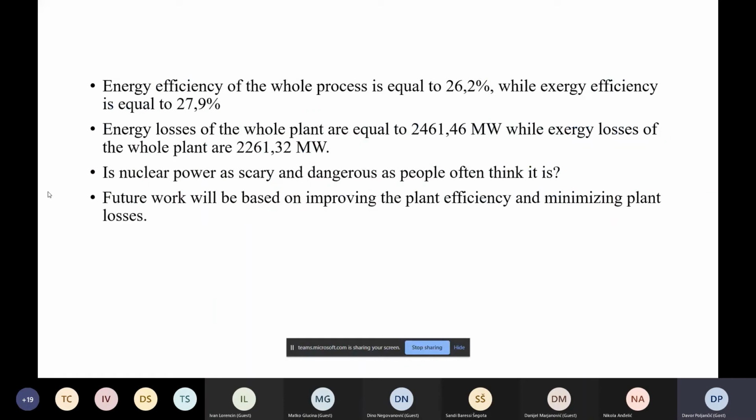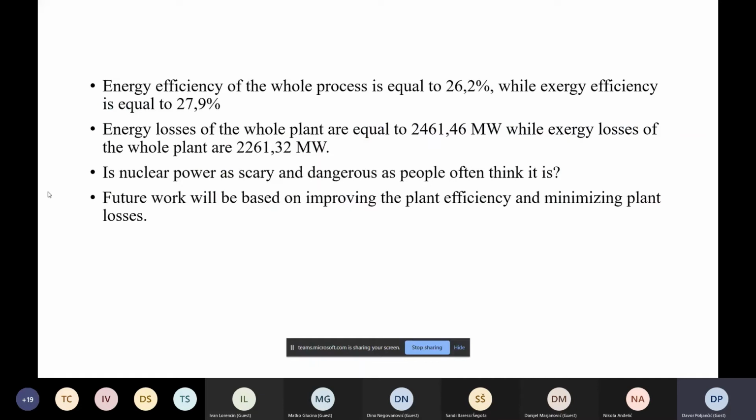Generated heat in the reactor is equal to 335.73 megawatts, while the cumulative power of the turbines is 874.27 megawatts. The overall formula for energy efficiency is equal to produced mechanical power over generated heat, which gives the energy efficiency of the whole process of 26.2%, while exergy efficiency is equal to 27.9%. The formula for exergy efficiency of the process is similar, but the generated heat is multiplied by 0.94.